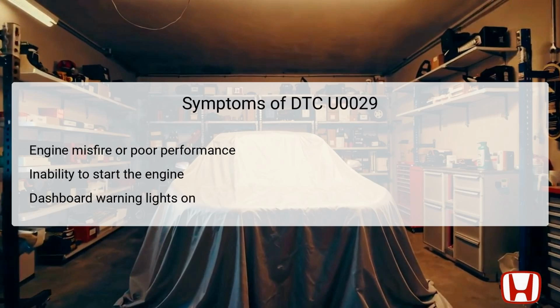Symptoms associated with DTC U0029 can manifest in several noticeable ways in your Honda Civic. One primary symptom may be engine misfires or suboptimal performance, which could affect driving experience and fuel efficiency. This performance decline is often attributed to the ECM's inability to properly manage engine functions due to communication issues.